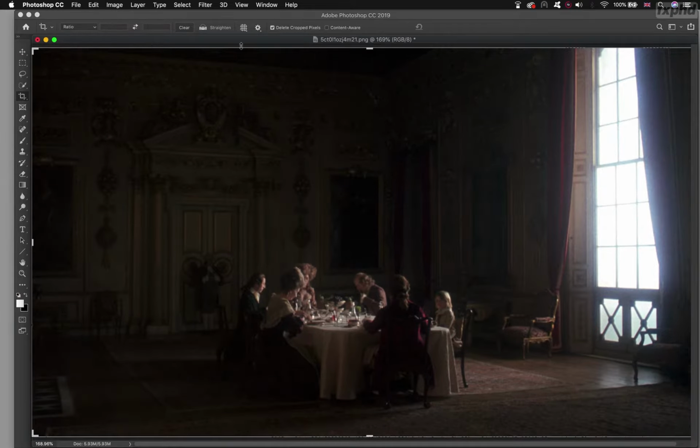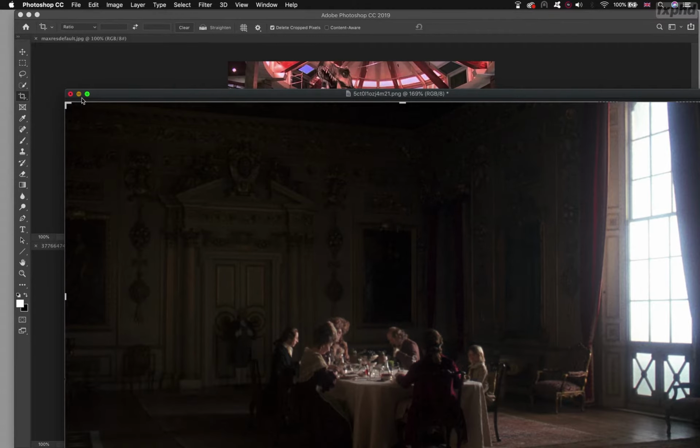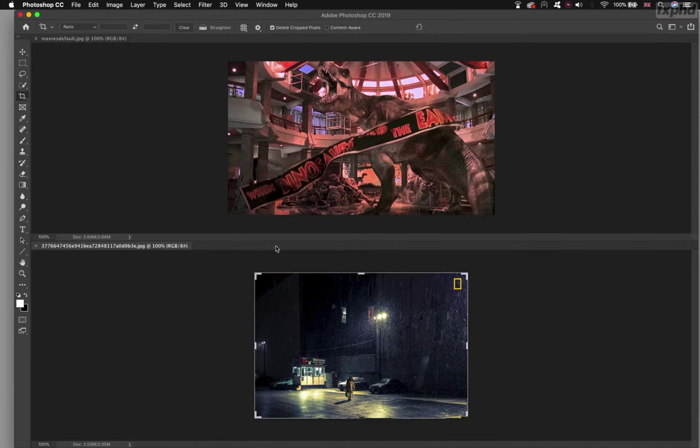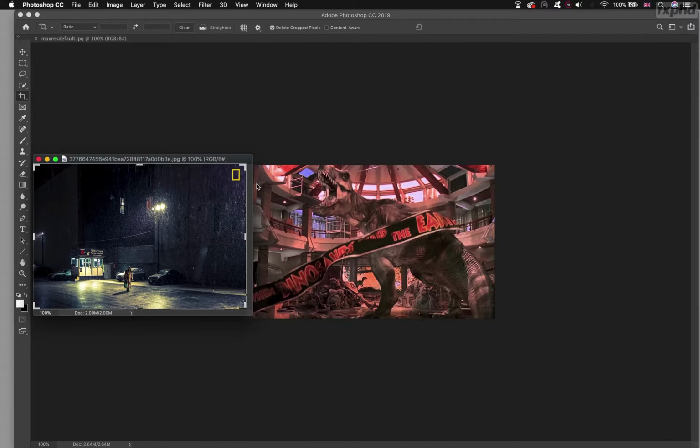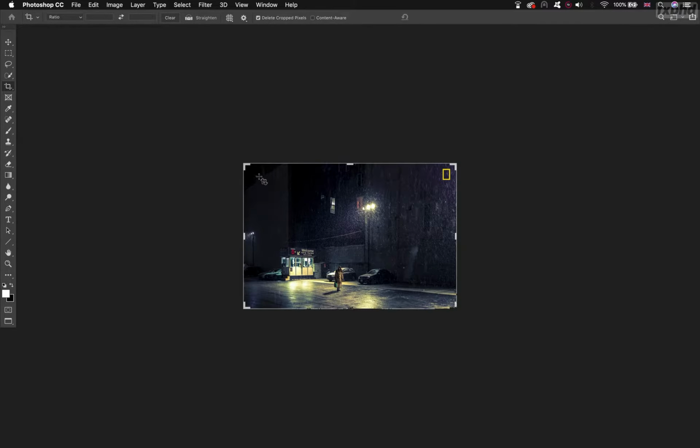Let's move on to another example. Yeah, let's take this image because I think it's a nice image as well, with a lot of story.